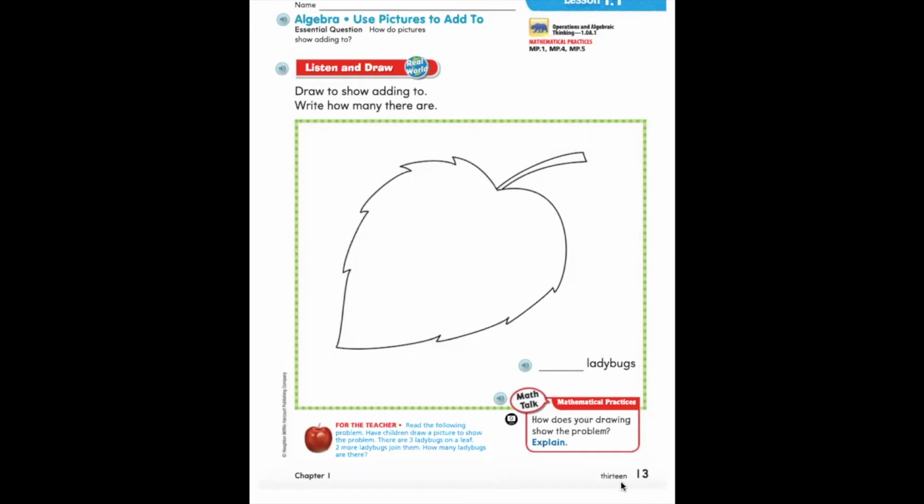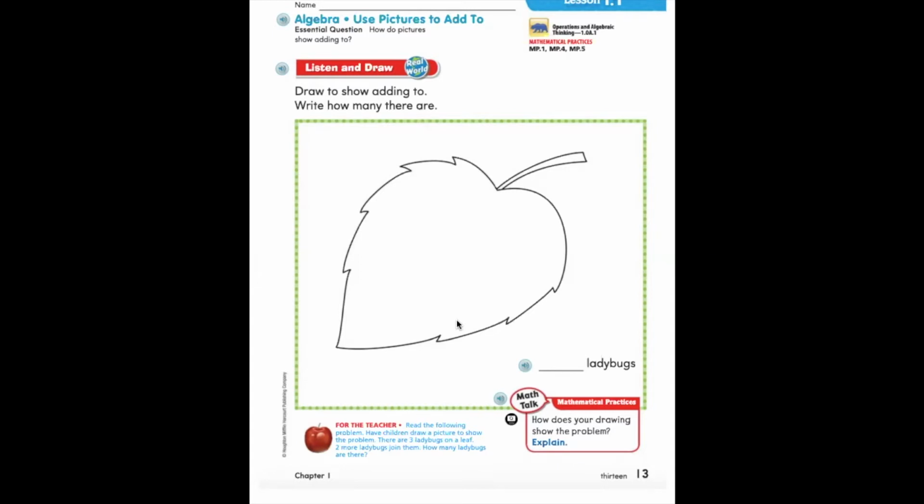All right, so let's flip to our next page, which is page 13. On page 13, we are going to listen to a math story, and then we are going to use this picture here, or this leaf here, to draw a picture, and then we will solve our problem. The directions say, draw to show adding to. Write how many there are. So after we listen to our math story, we can go ahead and follow those directions.